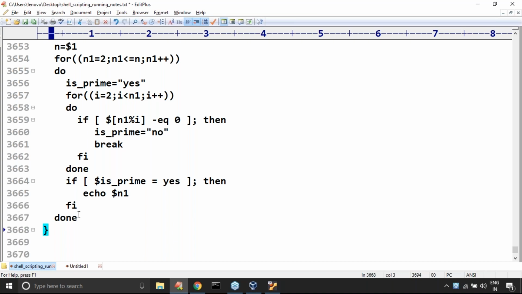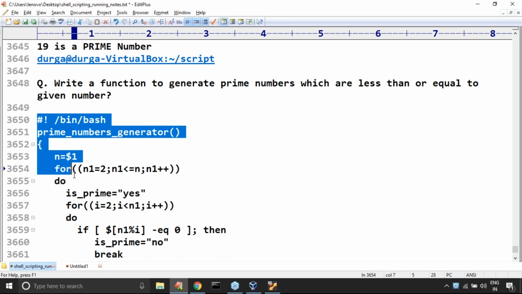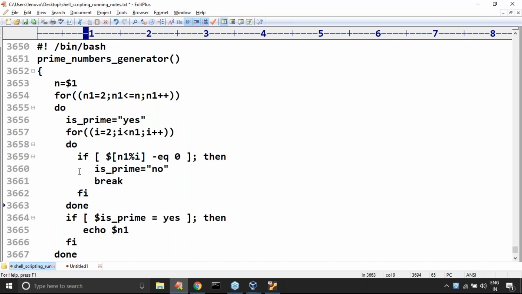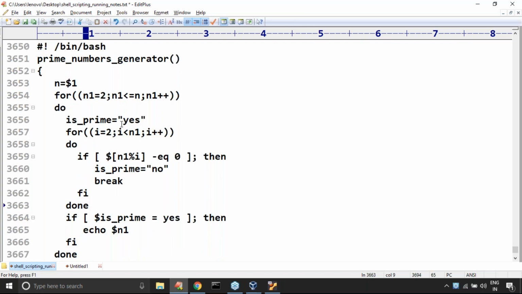Sir, can you please confirm? One minute. Let me check whether it's going to execute or not. Yes, sir. Here my logic is very simple. Now observe this. My logic is very simple, sir.